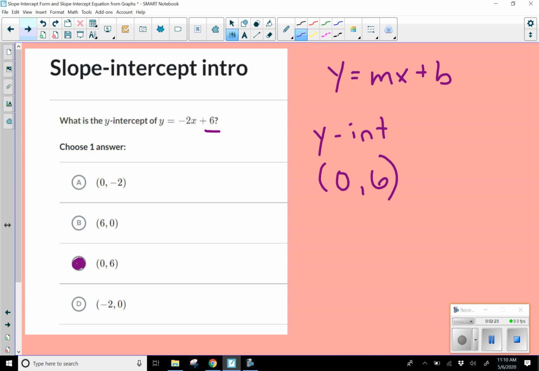What is the y-intercept of y equals -2x plus 6? Well, as you can see right here, your b is a positive 6, which means that your coordinate would be (0, 6), or answer choice C.